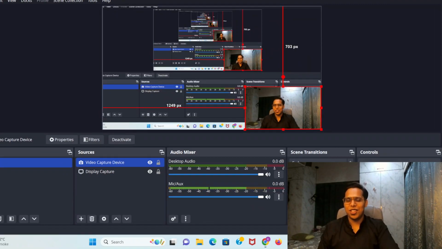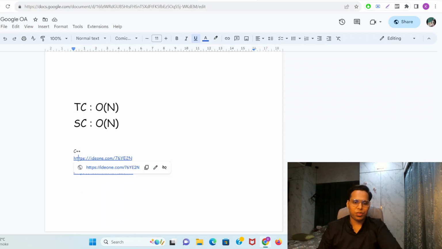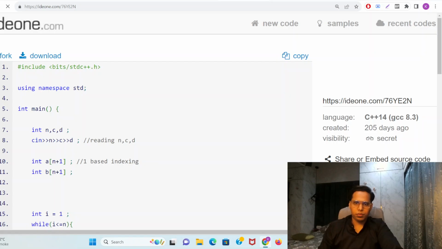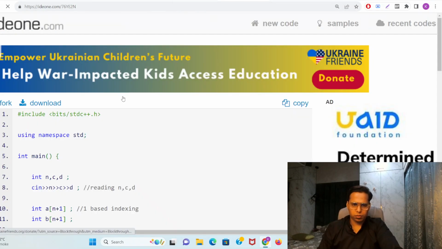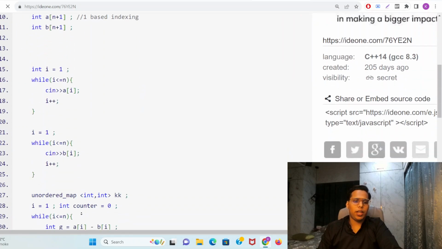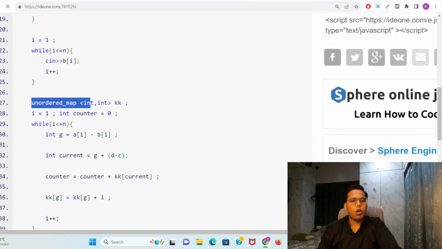Anyways, guys, the C++ code. Let's see what's going on. N, C, D, A and B, I'm taking the input. I'm taking an unordered map. Unordered map is very important. On average, inserting any key in this unordered map will take O of one time, and extracting the value will also take O of one time.